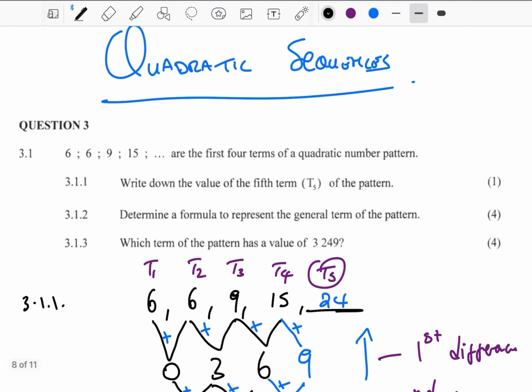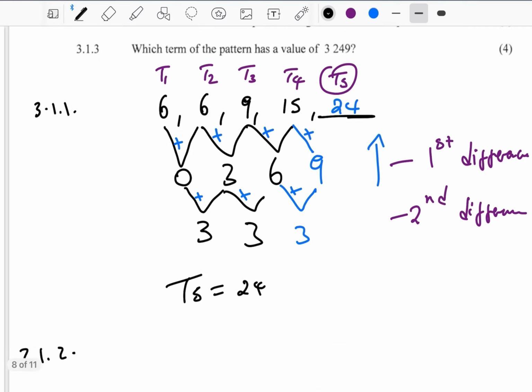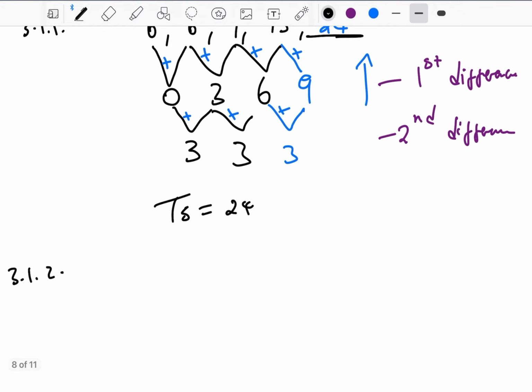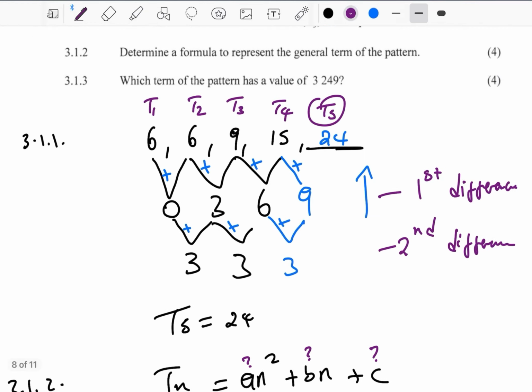Now 3.1.2 says determine a formula to represent the general term of the pattern. So they want us to find a formula to represent the general term of the pattern. Let me show you what the general equation of a quadratic sequence looks like: an squared plus bn plus c. We need to find a, we need to find b, we need to find c. Then if you know a, b, and c, you can say this is the general term of this sequence.